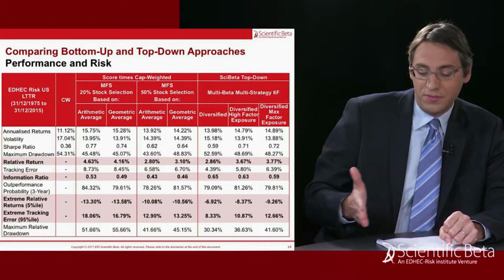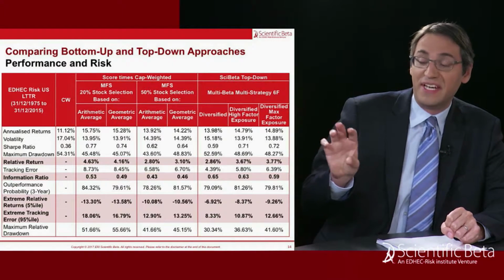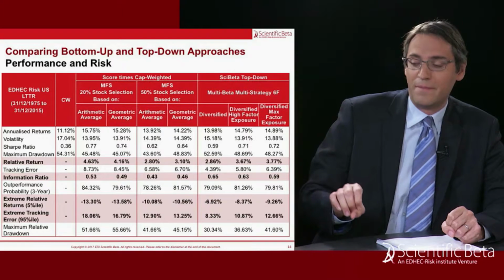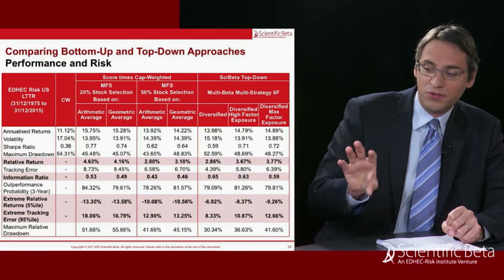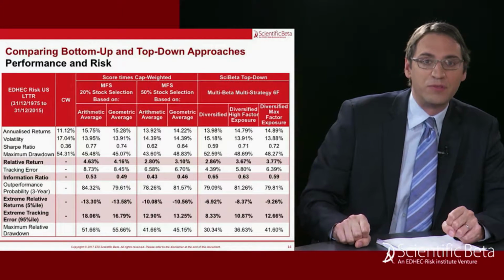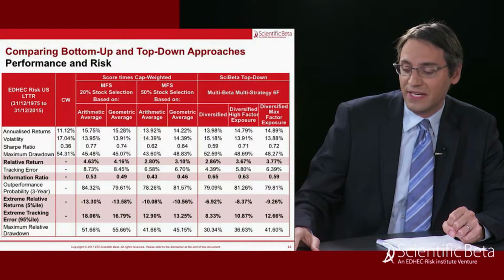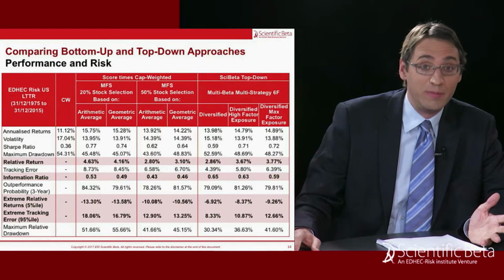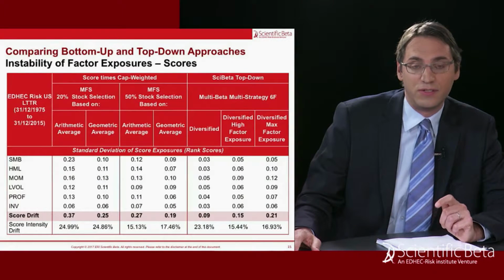In contrast, for the top-down approaches, you're actually maintaining separate sleeves for the different factors. So you have some control over the different factor exposures, and so you would expect that fluctuations may be more well behaved in a top-down approach.